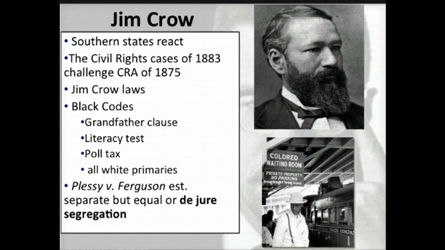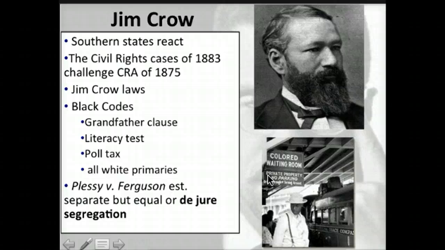Plessy versus Ferguson made all of this worse by establishing the doctrine of separate but equal. So in Plessy versus Ferguson, and by the way, this is Plessy, who was like 1/16th or 1/32nd black, but mainly white, was kicked out of a first class car of a train and told to go sit in the black section of the train. And he sued, of course, and he said, you can't segregate. It's a violation of equal protection.